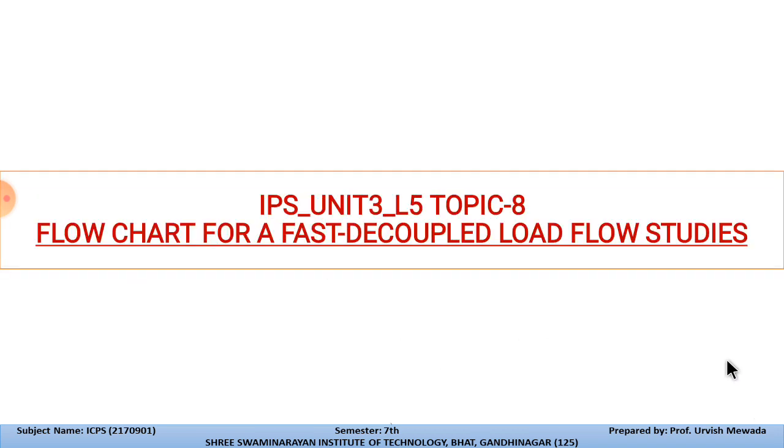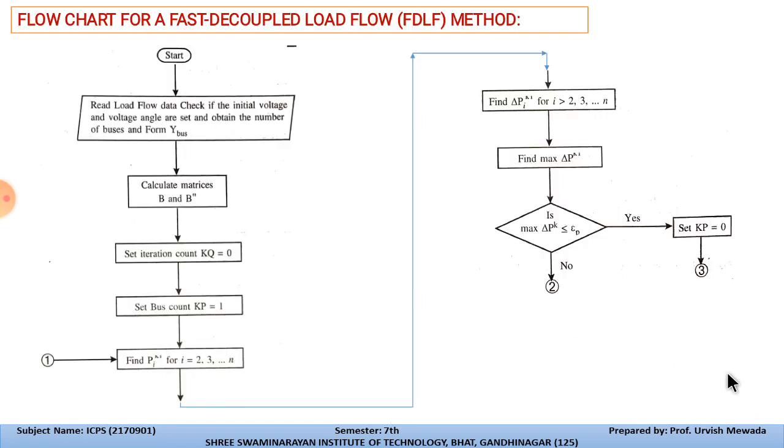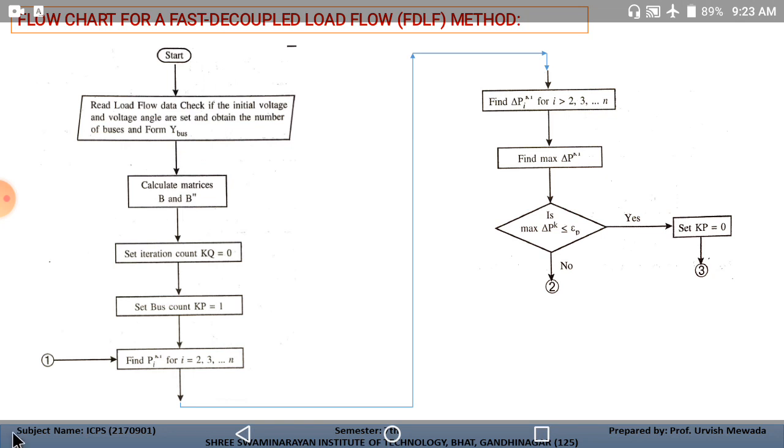Now let us discuss the flow chart of the FDLF method, so that it will be more clear to you. First, this is the system which has the start button, from where the program starts. Then the first step performed in the FDLF method is to read the load flow data, check if the initial voltage and voltage angle are set, and obtain the number of buses from the Y bus. So first of all, we need to form the Y bus related to the number of buses given, and calculate the matrices B dash and B double dash.